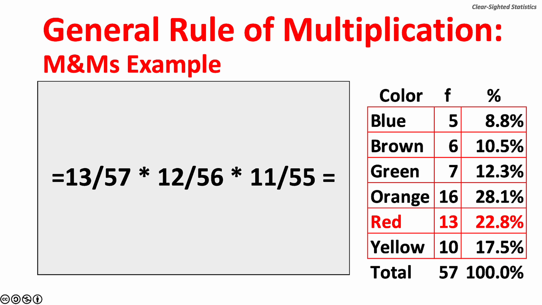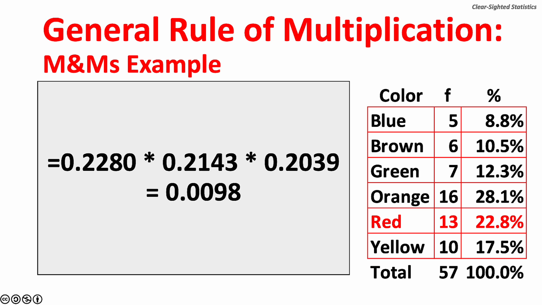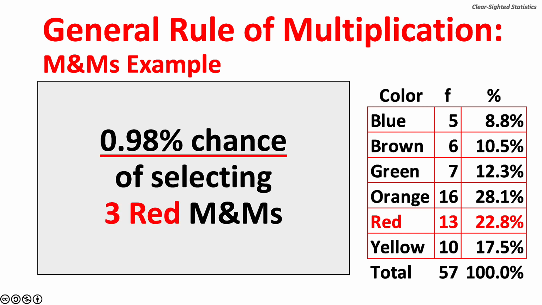The calculation is 13 over 57 times 12 over 56 times 11 over 55. Note that the probabilities change for each pick because the selected candies are not returned to the bag. Converting the fractions to decimals, we get 0.2280 times 0.2143 times 0.2039, which equals 0.0098. There is a 0.98% chance of selecting 3 red M&Ms when the selected candies are not returned to the bag.